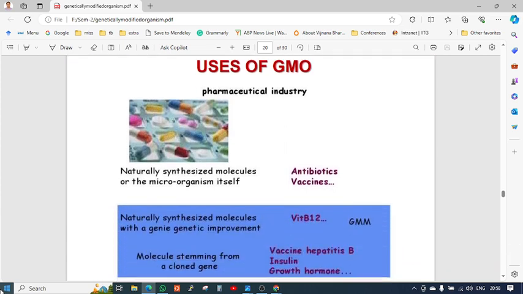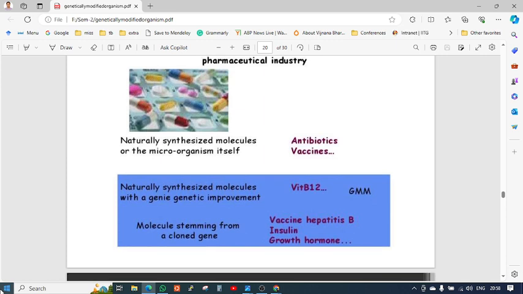So now, the utilization of these genetically modified organisms. Mostly we are utilizing GMO in the pharmaceutical industry, for molecules naturally synthesized by the microorganism itself, and we can also utilize them for synthesizing antibiotics and vaccines. Whenever you fall sick with some disease, the doctor prescribes different vaccines and antibiotics to cure it. So these pills we are taking are the product of GMO, where natural synthesis with genetic improvement takes place.